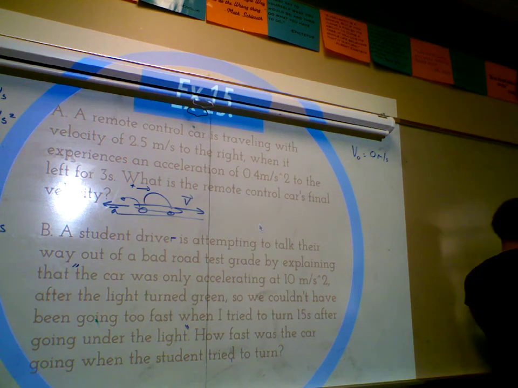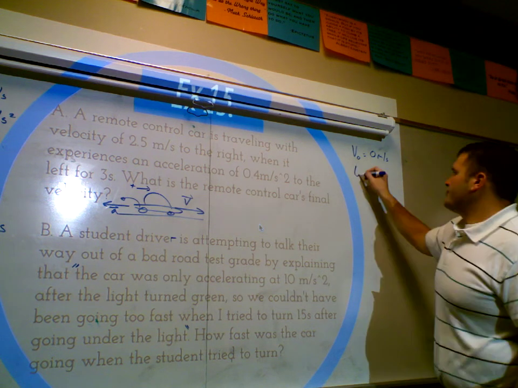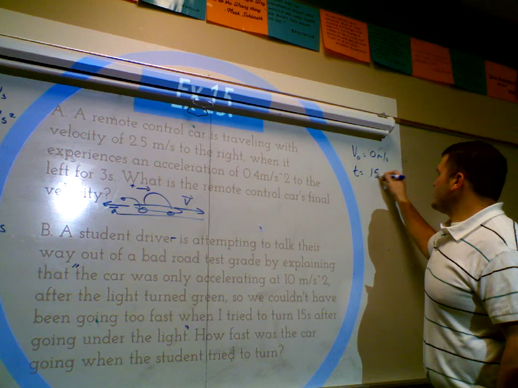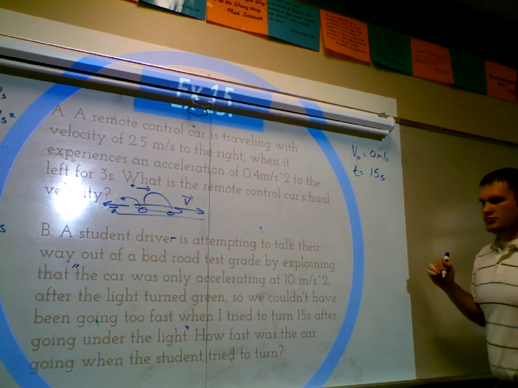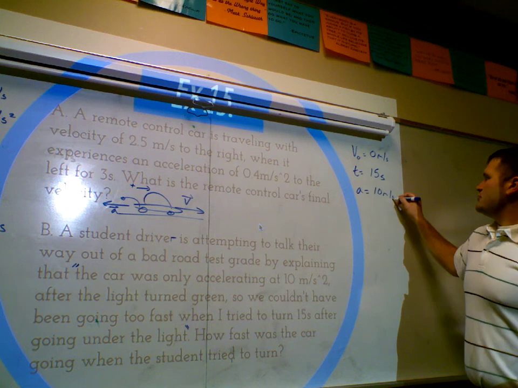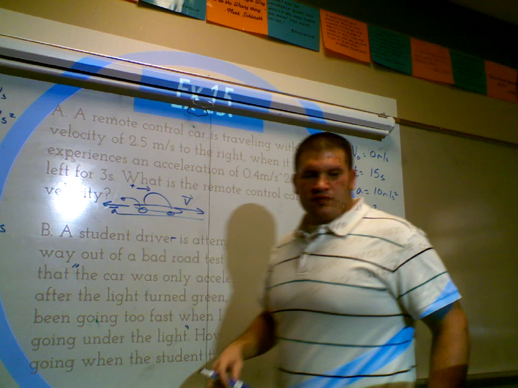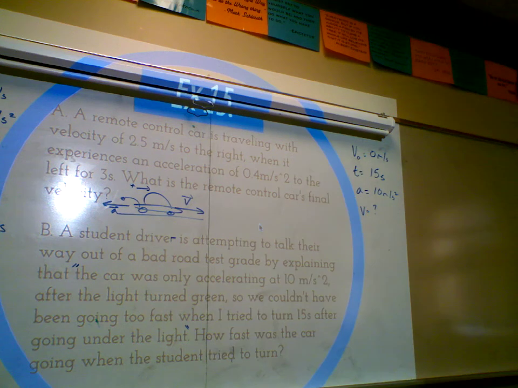What else? Example 16, 15B. What else? Time. What's time? 15 seconds. What else do we know? We know the acceleration. Acceleration is 10 meters per second squared. Good, and we want to find V final. Okay, so you are up to that point. Great. Now you guys can figure out which equation to plug in.